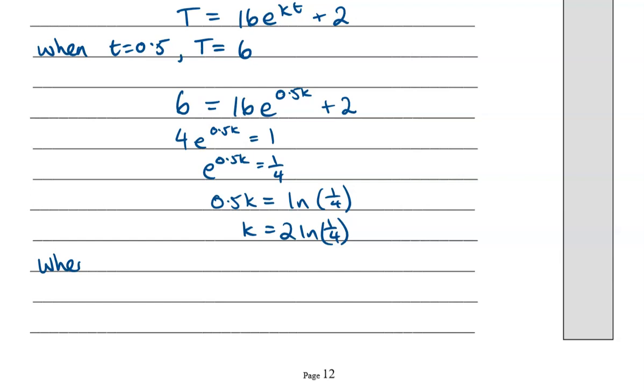Finally, the last bit, work out after another half an hour, so that will be when t equals 1. Then the temperature will be equal to 16 e to the 2 ln of a quarter times by 1 plus 2. Pop that into your calculator and you will get exactly 3 degrees C.